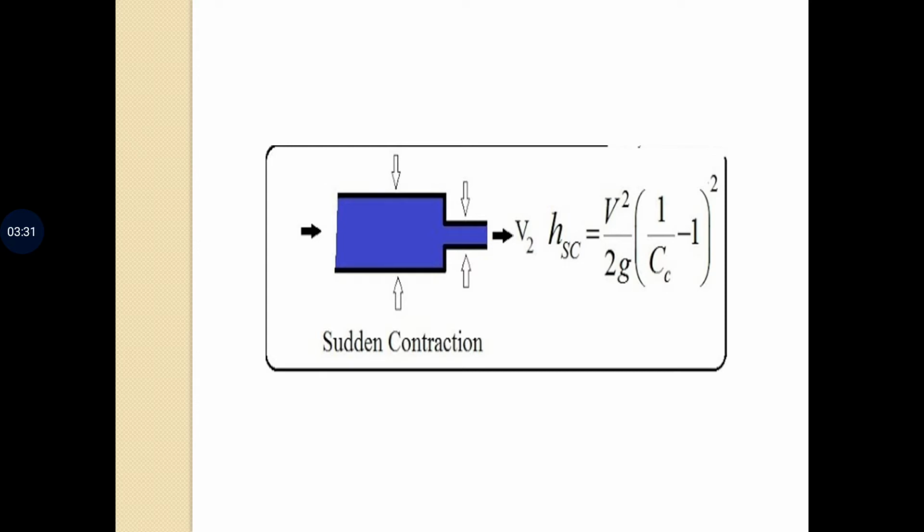Head loss due to sudden contraction is given by the equation he = V²/2g (1/Cc − 1)². Where V is the velocity in the second pipe or the contracted pipe, g is the gravitational acceleration, and Cc is the coefficient of contraction. If Cc is not known, then we consider the equation as 0.5 V²/2g.